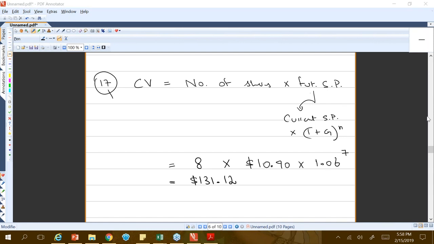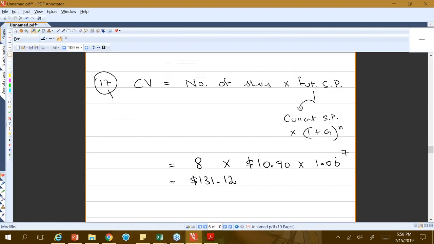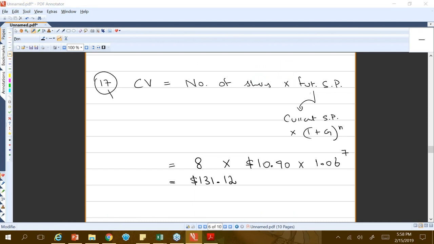Yes, right answer. Remember that the examining team is going to give us the number of decimal places they want us to work out the numbers, and the decimal places is 2 in this question. So the correct answer here is 131.12. That's how we work out the conversion value. Number of shares 8, future share price is the current share price into 1 plus the growth to the power of number of years, giving 131.12.